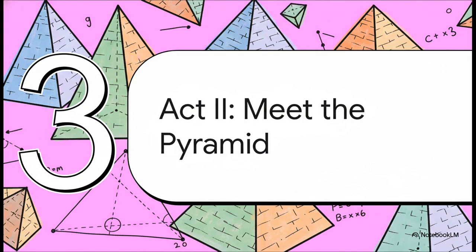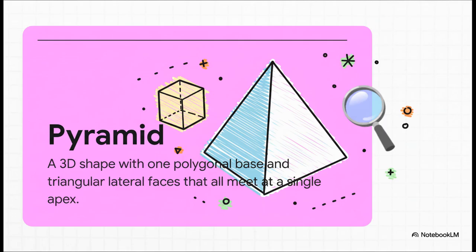Okay, now that we've completely cracked the code for prisms, let's turn our attention to its more famous, and let's be honest, pointier cousin. It's time for Act 2. Let's meet the pyramid. Now, the pyramid plays by a totally different set of rules.